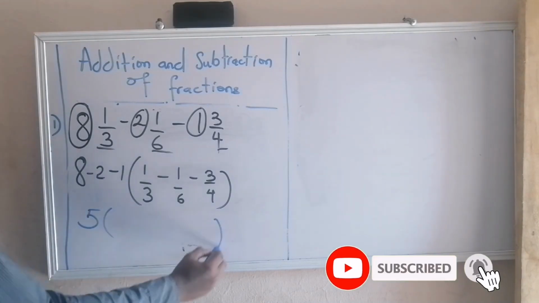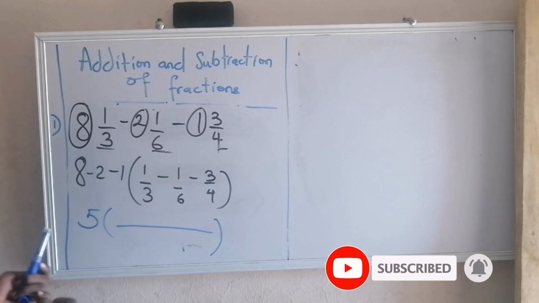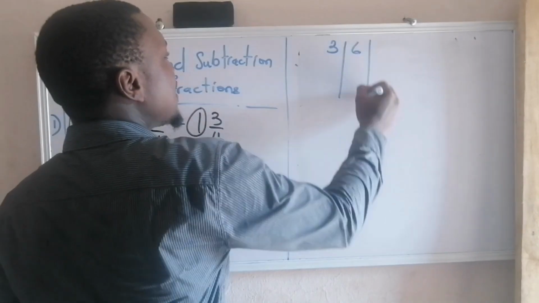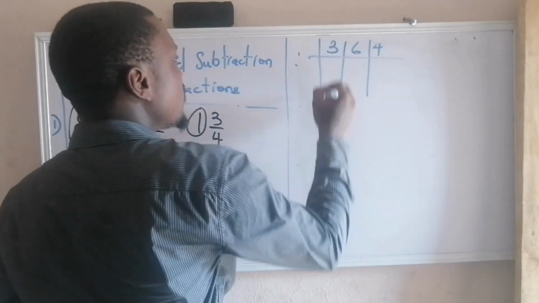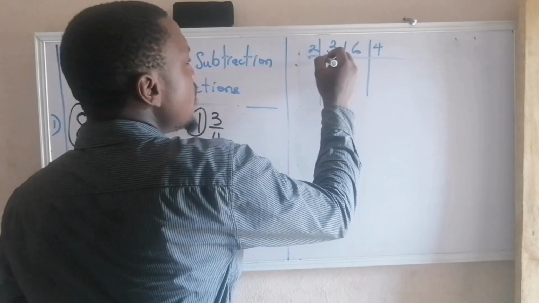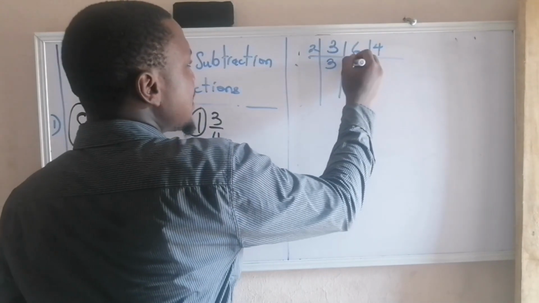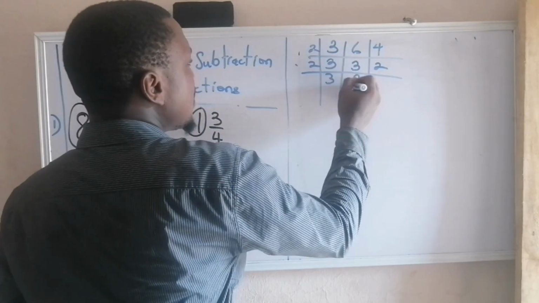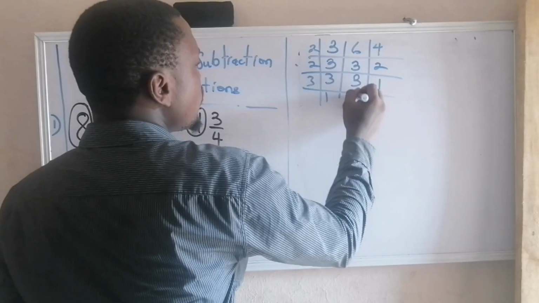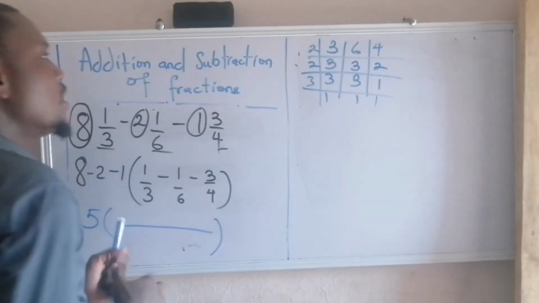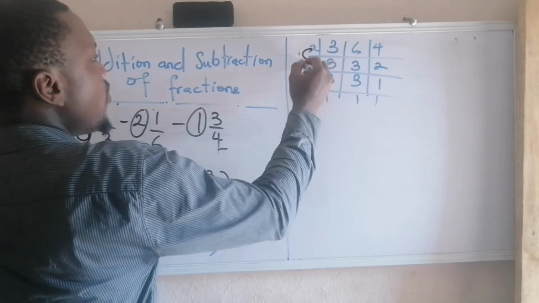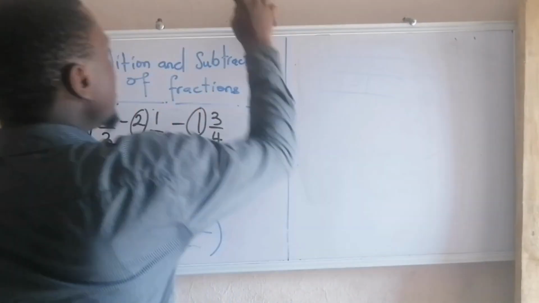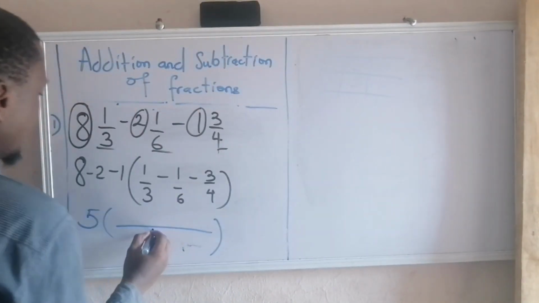Then inside the bracket, you can just find the LCM of 3, 6, and 4. What's the LCM of 3, 6, and 4? I will start with 2 here because 2 is a factor of 6 and 4. 2 is not a factor of 3, so it stays 3. 2 into 6, that will be 3. 2 into 4, that will be 2. Then you still have your 3, 3, and 1, then 3, then 1, 1, 1. So the LCM of 3, 6, and 4 is 2 times 2, 4. 4 times 3, 12. So the LCM of 3, 6, and 4 is 12. So you write 12 here.